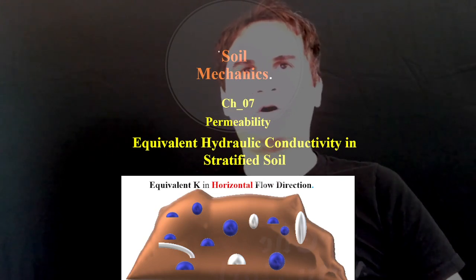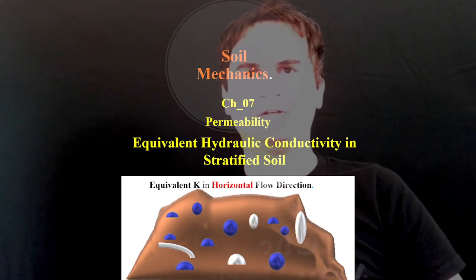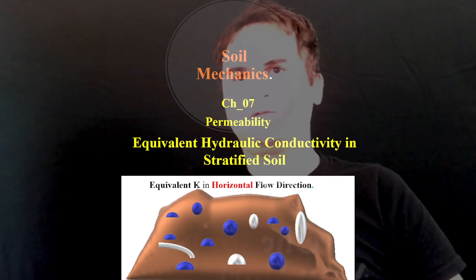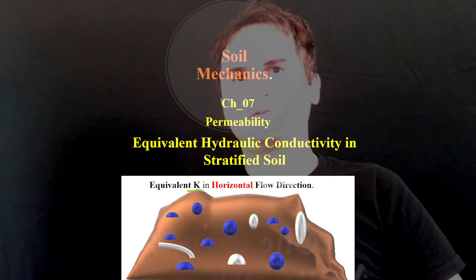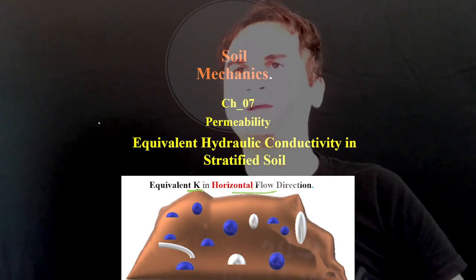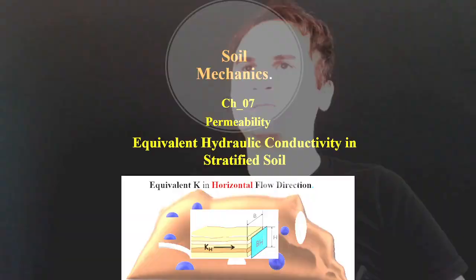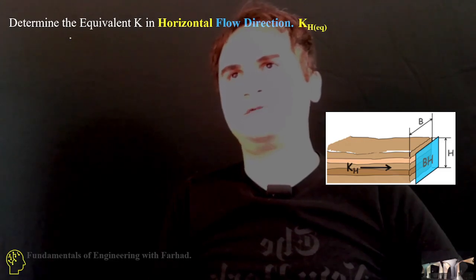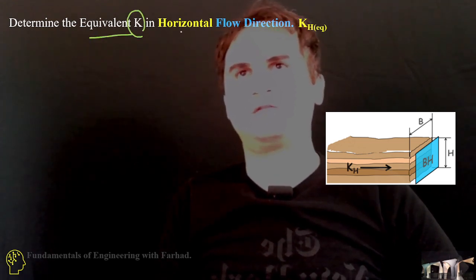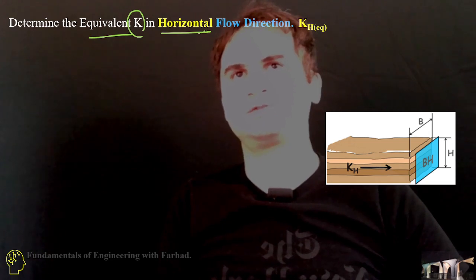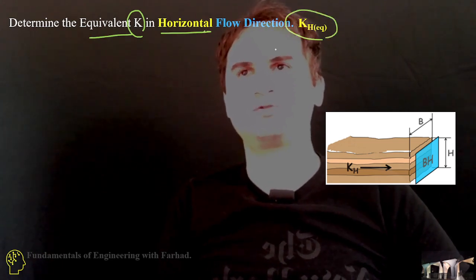Geotechnical Engineering, Part A, Soil Mechanics, Chapter 7, Permeability, Equivalent Hydraulic Conductivity in Stratified Soil. We want to calculate the equivalent K in horizontal flow direction. Let's see how we can approach this problem. So we want to determine the equivalent hydraulic conductivity of soil in horizontal flow direction, KH equivalent.